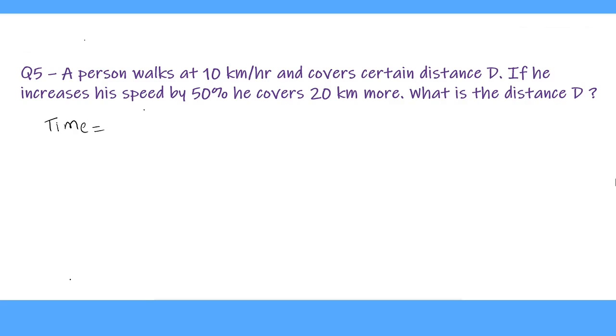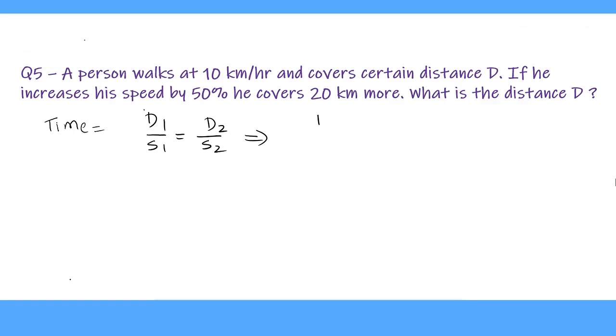Time equal to distance upon speed. So d1 upon s1 equal to d2 upon s2. Now we have been given, in first case the distance is d and in second case the distance is 20 km more than d, so it is d plus 20. And in first case the speed is 10 km per hour and in second case the speed is 50% more. So 50% of 10 is 5. So 50% more is 15 km per hour.